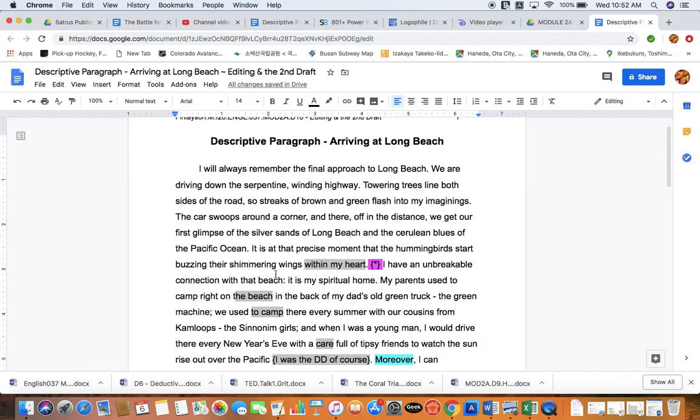It is at that precise moment that the hummingbirds start buzzing their shimmering wings within my heart. Okay. Now, also, I missed this in my discussion of my marking process, but this is also a metaphor, right? Are there actually hummingbirds flying around inside my heart? No. I'm comparing that to the feeling of anticipation that I have. And because I don't use the words like or as, this is a metaphor. It is a direct comparison. But I don't like this phrasing. I think it's a little bit, I don't know, Hallmark greeting card. So let's change it, shall we?